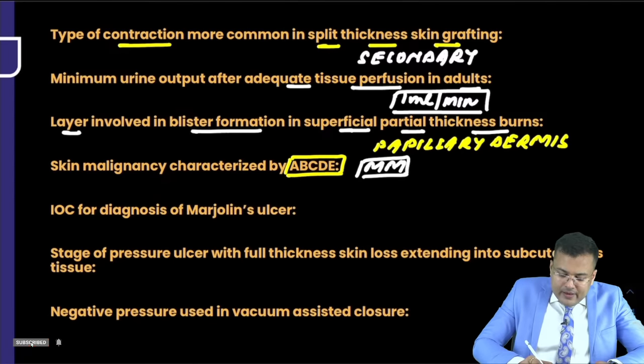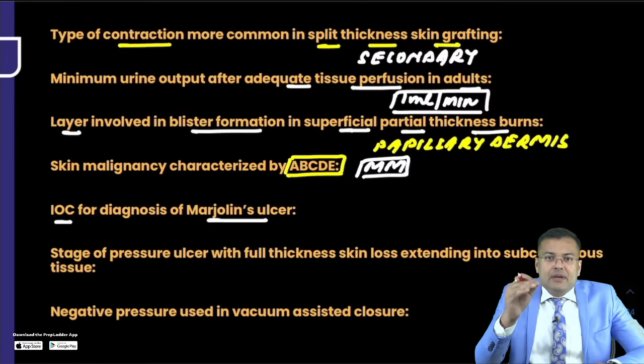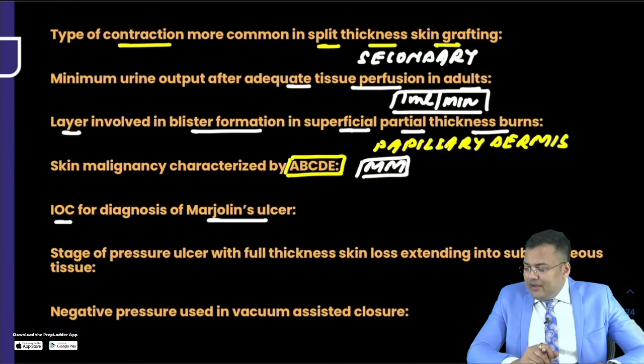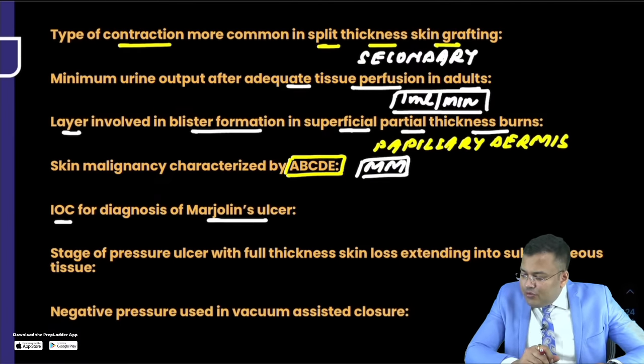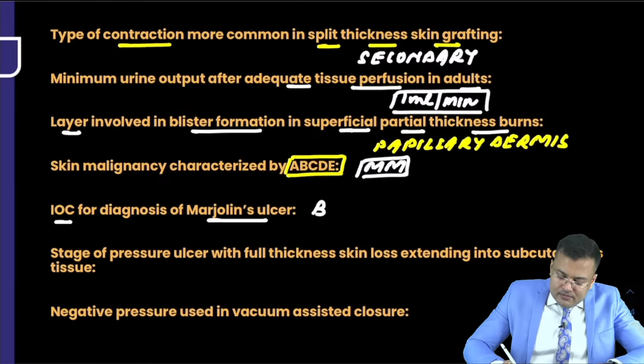Now tell me, investigation of choice for diagnosis of Marjolin's ulcer, which arises from burn scar. It is low grade squamous cell carcinoma. Tell me, investigation of choice. Appu Hariharan, yes, wedge biopsy. So this is biopsy.